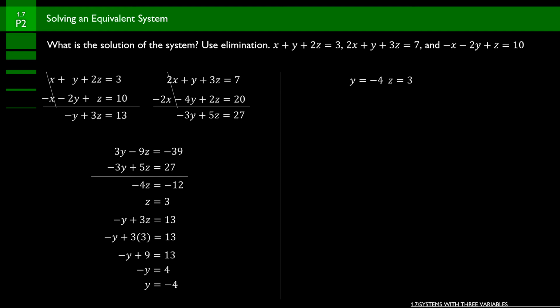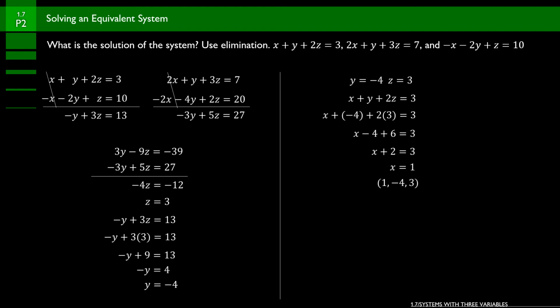Now I'm going to choose one of those original equations, and in this case I'm going to choose x plus y plus 2z equals 3 and substitute the two values that I already know. So I get x plus negative 4 plus 2 times 3 equals 3, which is x minus 4 plus 6 equals 3, x plus 2 equals 3. Then subtract the 2 over, and you get x equals 1. This is going to give me an ordered triple of 1, negative 4, 3.